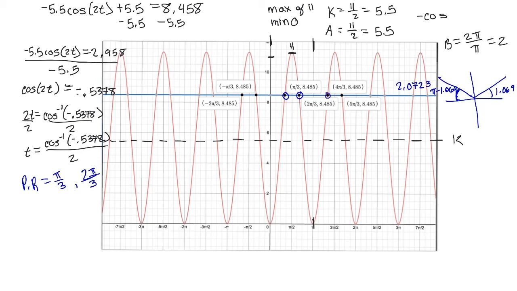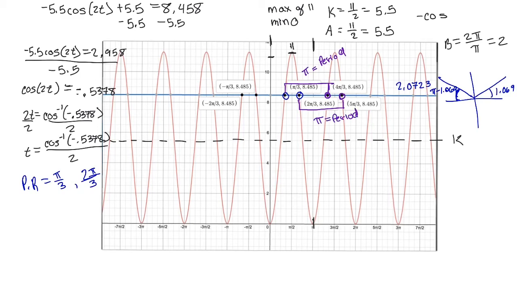We have this one right here that is in the third quadrant, and then we have this one right here, which is in the fourth quadrant. If you look at it, from the first principal root to its reflection is a distance of pi, which is the period. And then from the second principal root to its reflection, we also have a distance of pi, which is equal to the period.